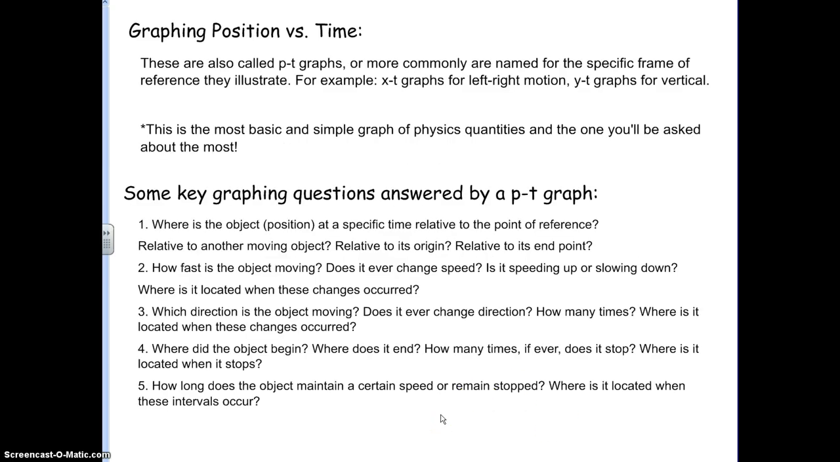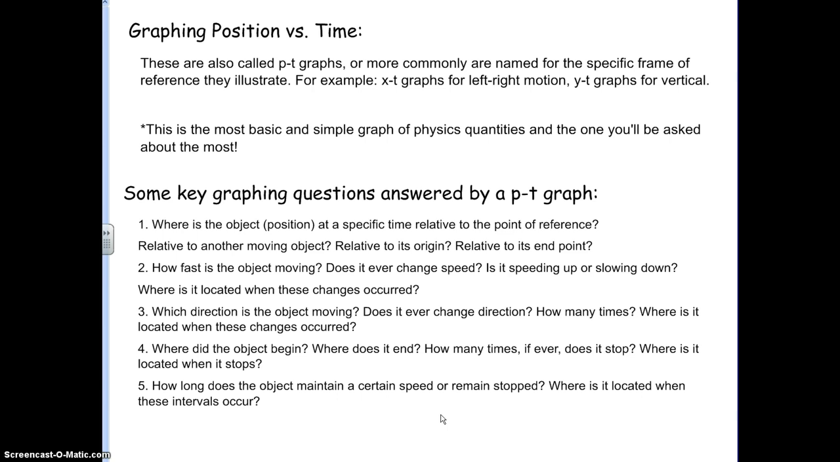There are really 3 types of graph that are pretty common in physics, especially early on: the position time graph, the velocity time graph, and the acceleration time graph. PT graphs, which is another name for position time graphs, usually have specific names. Maybe XT if the object's moving left and right on a number line, YT if it's moving up and down, for instance. The position time graph is the most basic, simple, and most important of the graphs that we would be interested in.